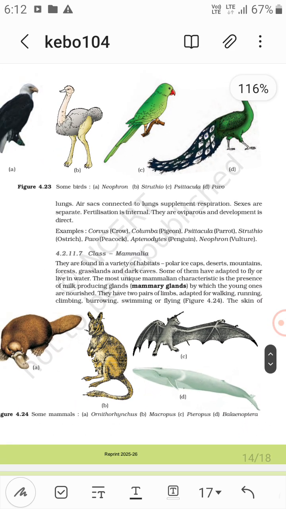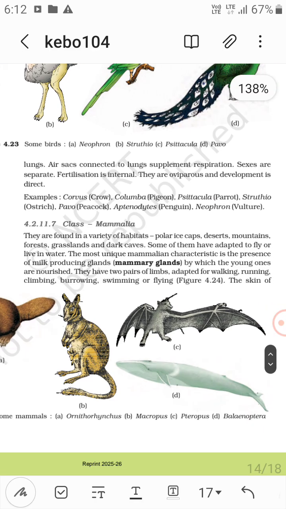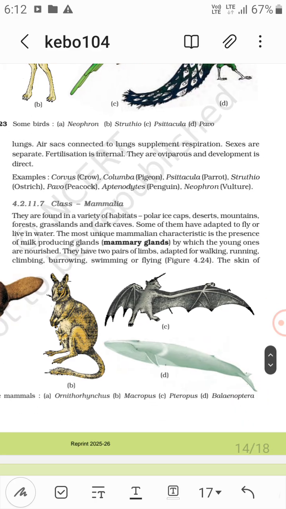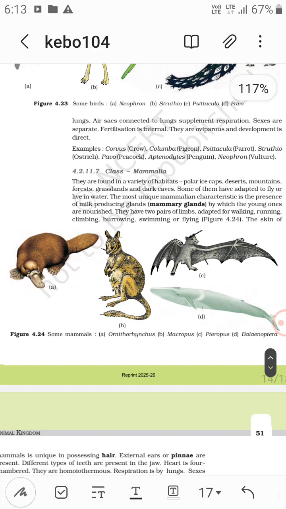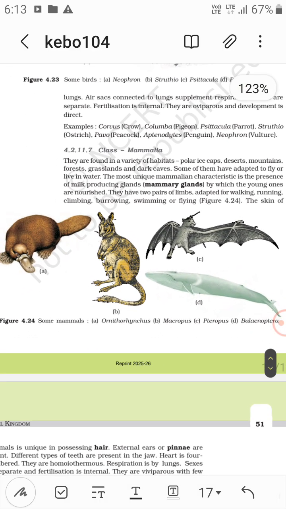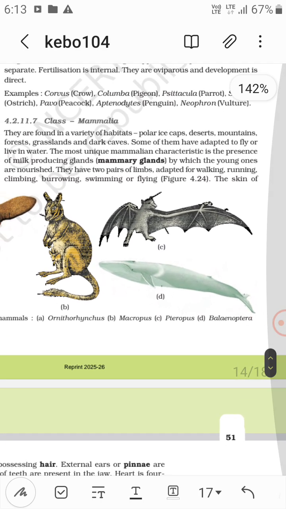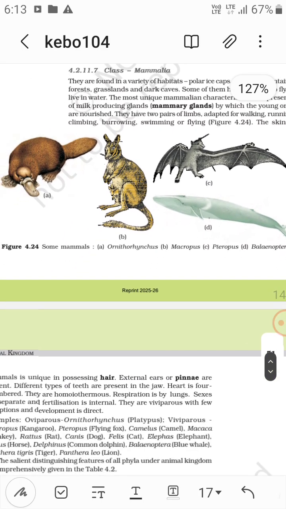Now class Mammalia. Some of them have adapted to fly or live in water. The most unique mammalian characteristic is the presence of milk producing glands, that is mammary glands, by which young ones are nourished. Some mammals are Ornithorhynchus, then Macropus, that is kangaroo, then Pteropus, that is bat, Balaenoptera, that is blue whale.